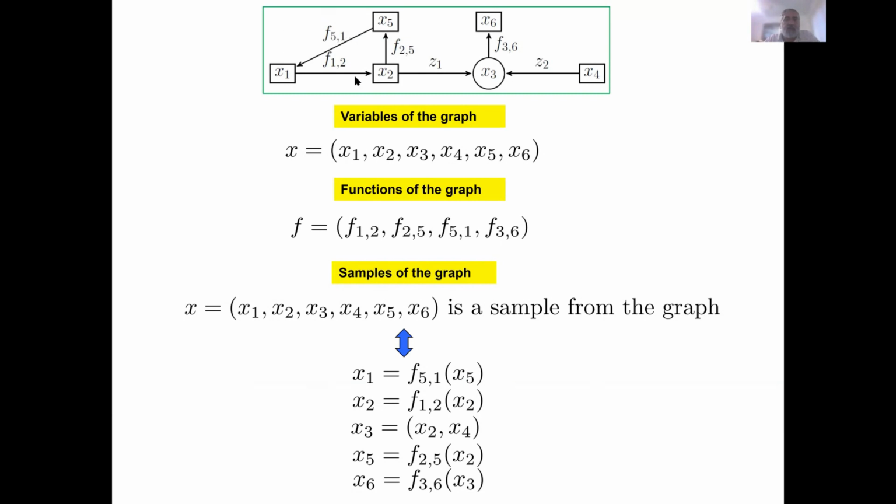Now, for this graph, the variables of the graph are the entries of this vector x. So we have 6 variables. And the functions of the graph are the entries of this vector. So we have 4 functions. Now, we say that the vector x is a sample from the graph if the variables represented by its entries satisfy the functional dependencies represented by the graph.